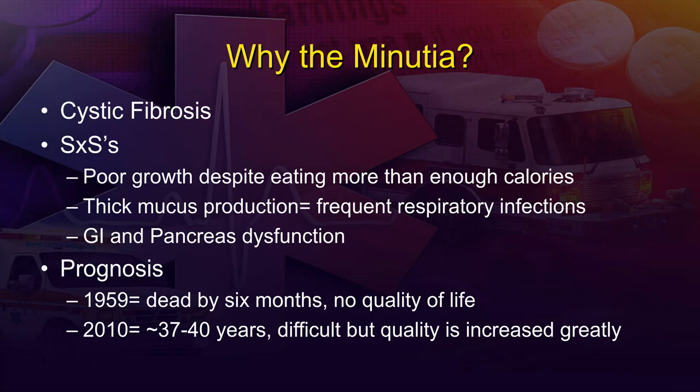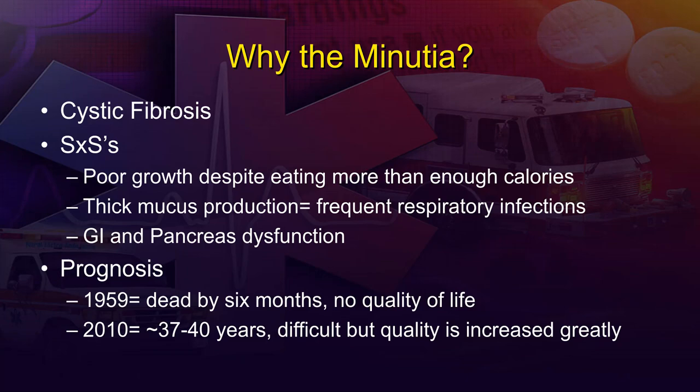The disease itself and its signs and symptoms and how it may present, most commonly in EMS, will probably involve one of these things. One of the hallmarks is that they have poor growth development, even though they'll be taking in enough nutrients. One other pathway is that the thick mucus production that develops will result in patients having frequent respiratory infections and perhaps even having problems with their GI tract and the mucus that's involved there, and pancreas dysfunction, among other problems.